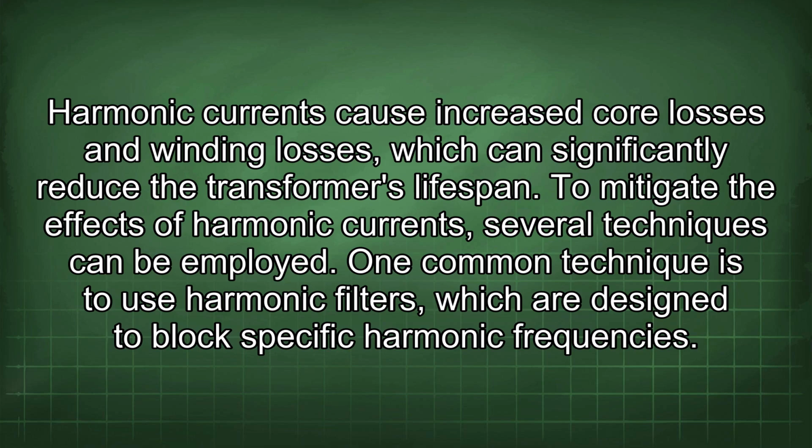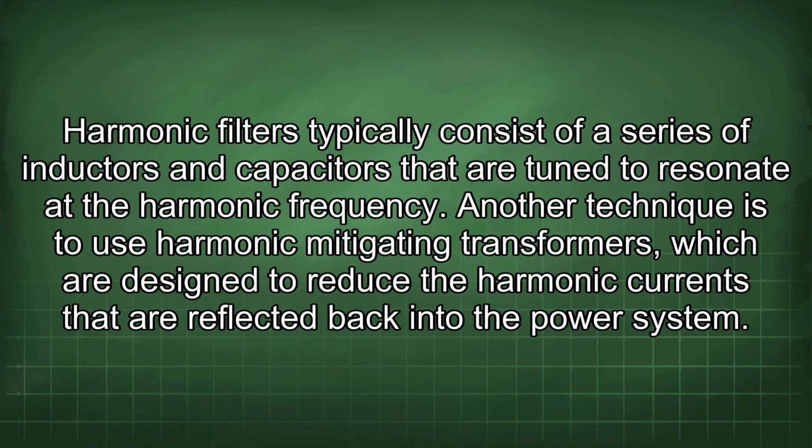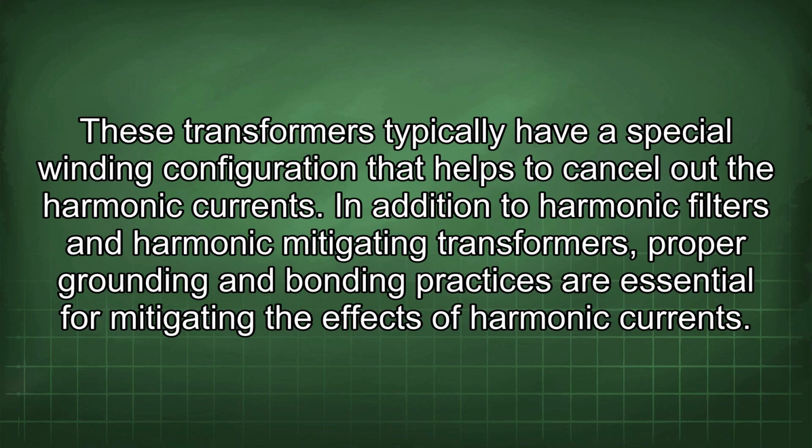To mitigate the effects of harmonic currents, several techniques can be employed. One common technique is to use harmonic filters, which are designed to block specific harmonic frequencies. Harmonic filters typically consist of a series of inductors and capacitors that are tuned to resonate at the harmonic frequency. Another technique is to use harmonic mitigating transformers, which are designed to reduce the harmonic currents that are reflected back into the power system. These transformers typically have a special winding configuration that helps to cancel out the harmonic currents.